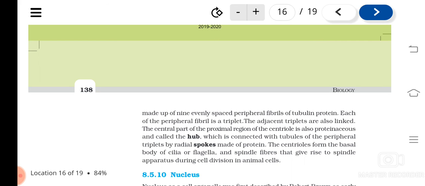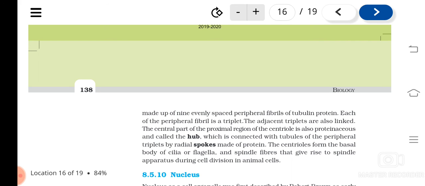And that is one of the functions of what? Centriole or centrosome. They form the basal body of cilia or flagella, and they are also needed during cell division, especially in animal cell division. Spindle fibers are formed from these centrosomes. So what are the functions of centrosomes or centrioles? They form the basal bodies of cilia or flagella, and another function is that they help in cell division.